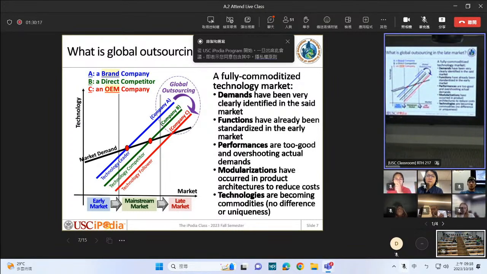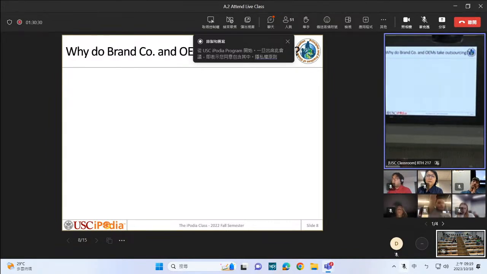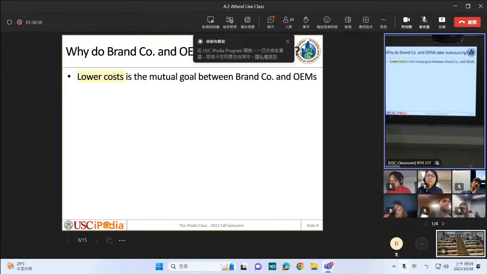This is particularly true for a lot of very mature products. Okay, so I have already explained this, so you already know why A and C join together. So first, look at the reason. Why do they work on outsourcing? Actually, there's only one reason: cost.